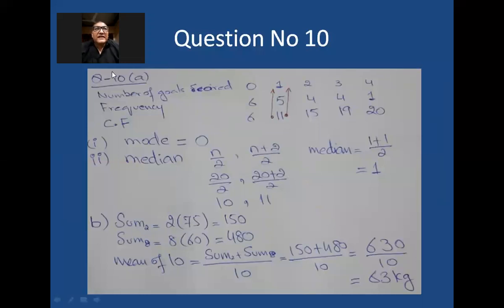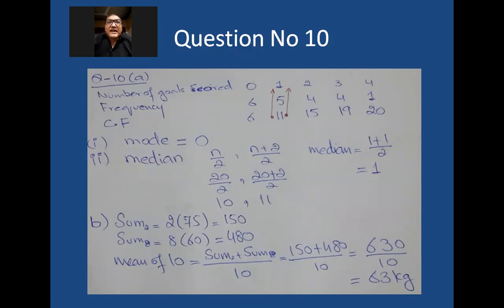So question number 10, A part, number of goals scored, frequency. And then you can see I have made the cumulative frequency. The first frequency is written as it is. Then 6 plus 5, 11, 11 plus 4, 15, 15 plus 4, 19, 19 plus 1, 20. So the cumulative frequency row I have written here. The last cumulative frequency is 20, which is an even number.